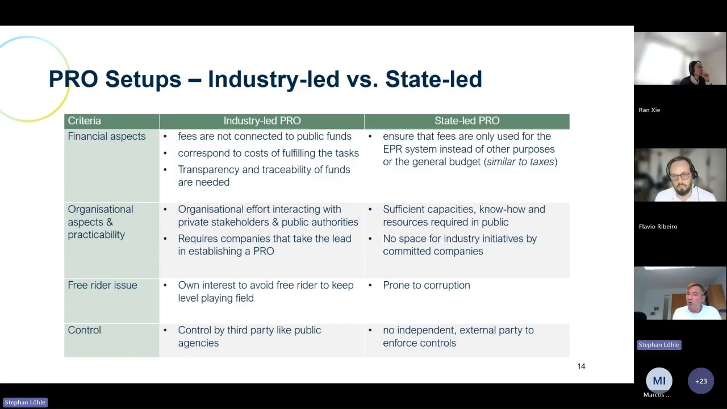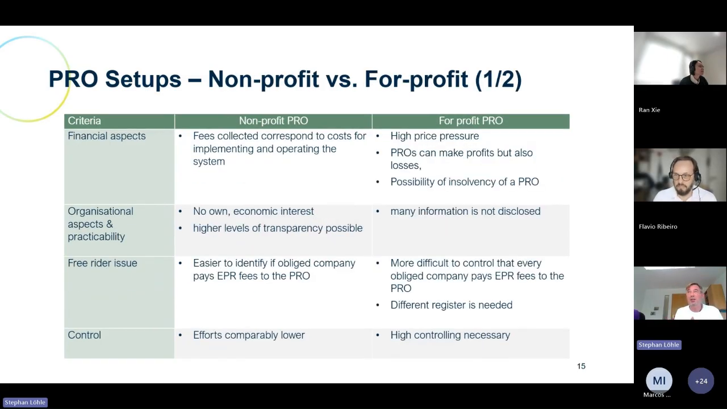It is in their own interest to avoid free riders, while in the state-led PRO we can also see that they're prone to corruption. And the control can be independently managed with an industry-led producer responsibility organization, while in a state-led PRO the question is always who is going to control a state-led entity? It's not that easy, right? So, you already heard where my suggestions might go, but both exist, while from experience we do not see very successful state-led producer responsibility organizations in the EPR systems of other countries.